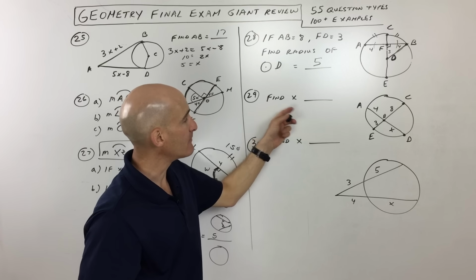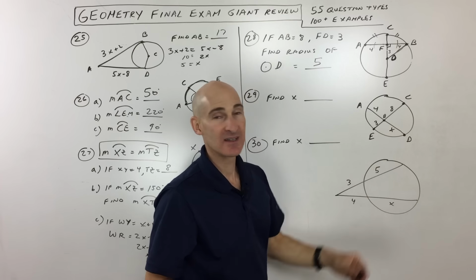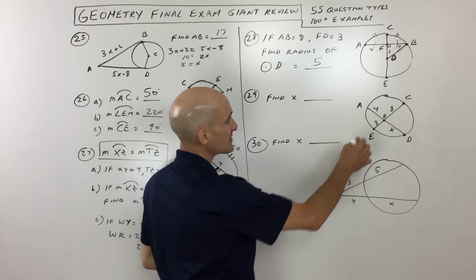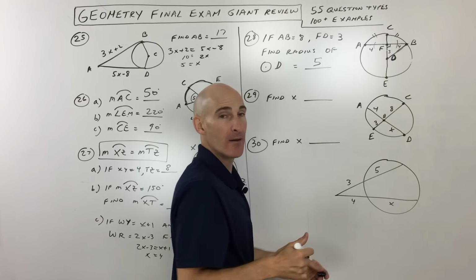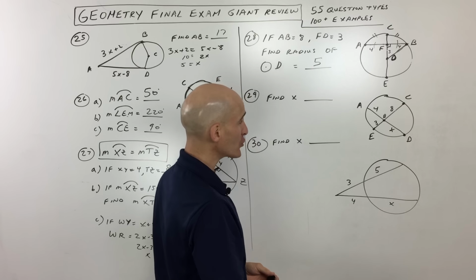Okay, number 29, what we have is two chords that intersect. And what happens when they intersect is they divide each other into two parts, or two pieces, right? Or two segments.